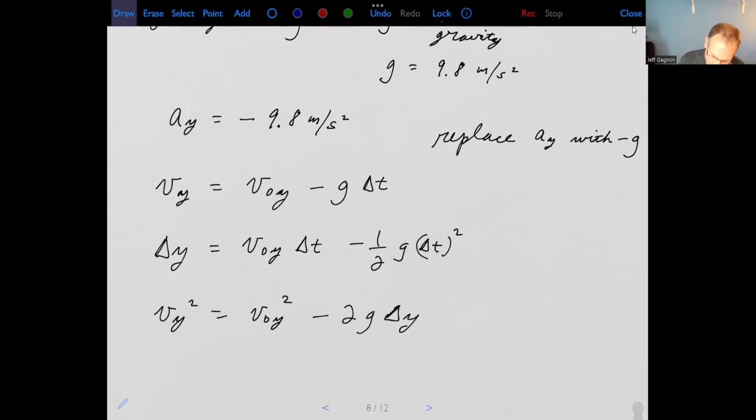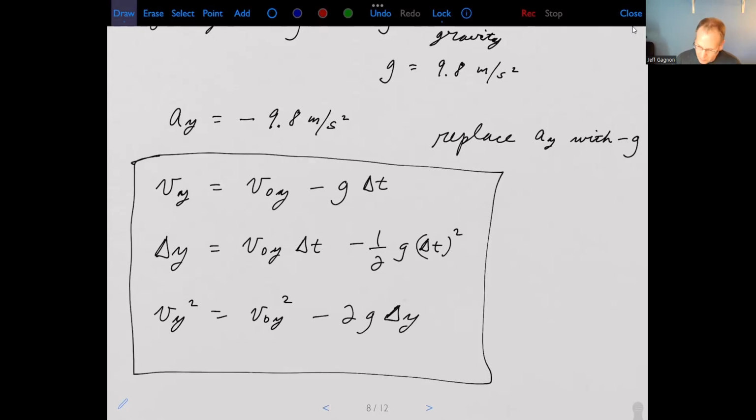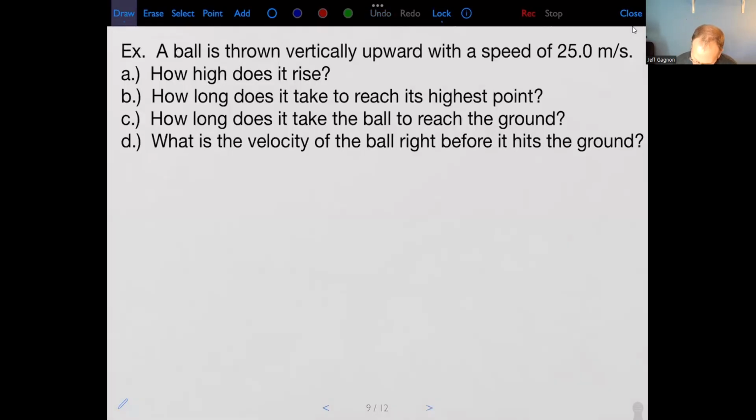Okay, so they're exactly the same equations, except a_y is replaced by minus g. And again, you can look at that sheet that I gave to you guys, so you don't have to memorize all of these. Okay, let's do some examples with free rise, free fall motion, and then we'll do a couple more general examples at the end, and then that'll be it for this video.